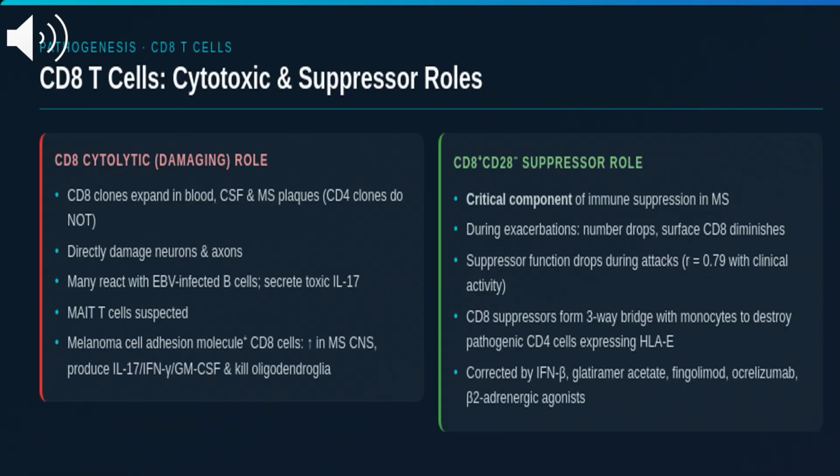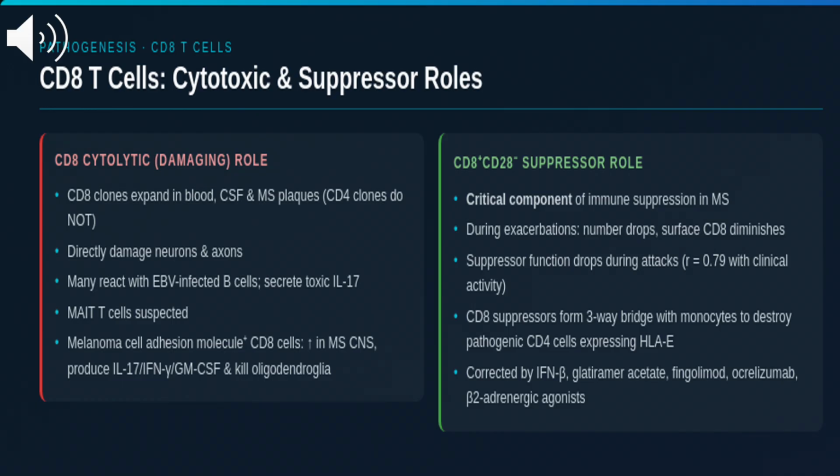CD8 T cells play a critical and dual role in MS that is not fully appreciated in most clinical training. They are simultaneously the most potent cytotoxic effectors in MS lesions and the most important regulatory cells needed to control inflammation. This duality creates an extraordinary therapeutic challenge. On the cytotoxic side, CD8 clones expand in blood, CSF, and MS plaques. This clonal expansion does not occur with CD4 cells, an important distinction. These cytotoxic CD8 cells directly damage neurons and axons.